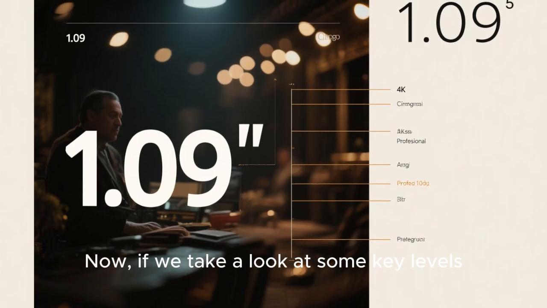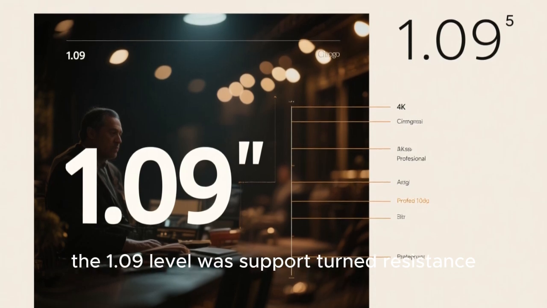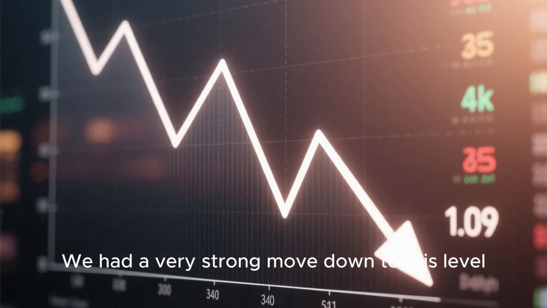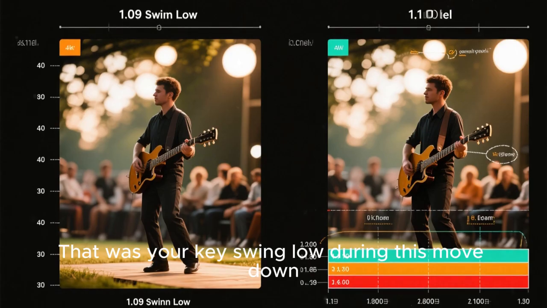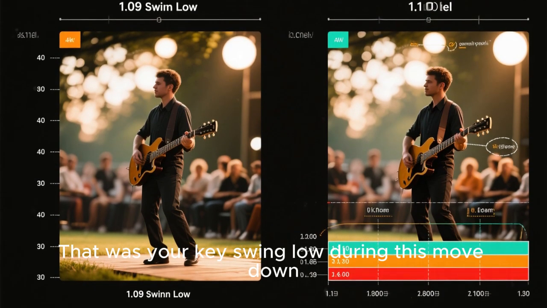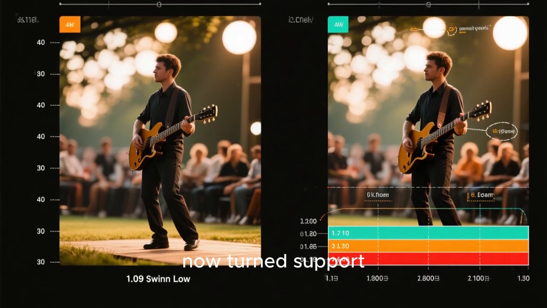Now, if we take a look at some key levels, the 1.09 level was support turned resistance. We had a very strong move down to this level. We bounced off of it right here, right at this level. That was your key swing low during this move down. And then we have the 1.10 level, which is the previous resistance, now turned support.